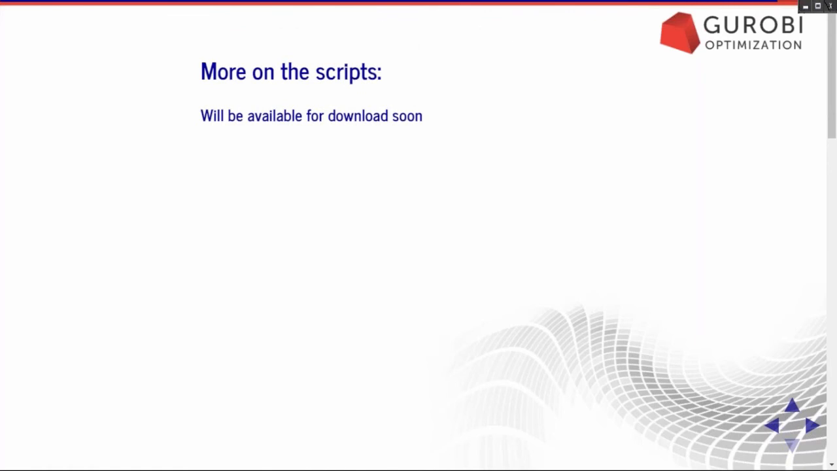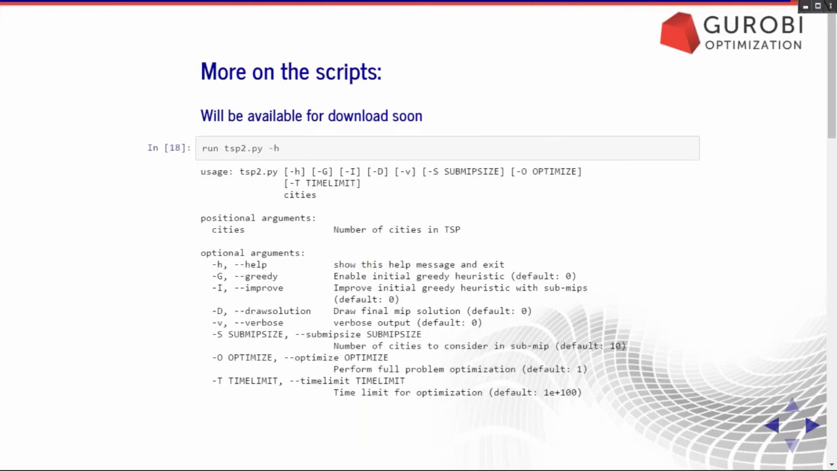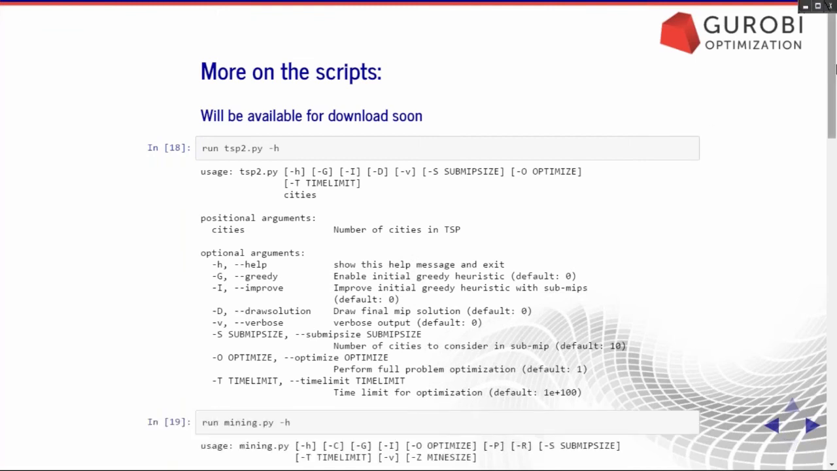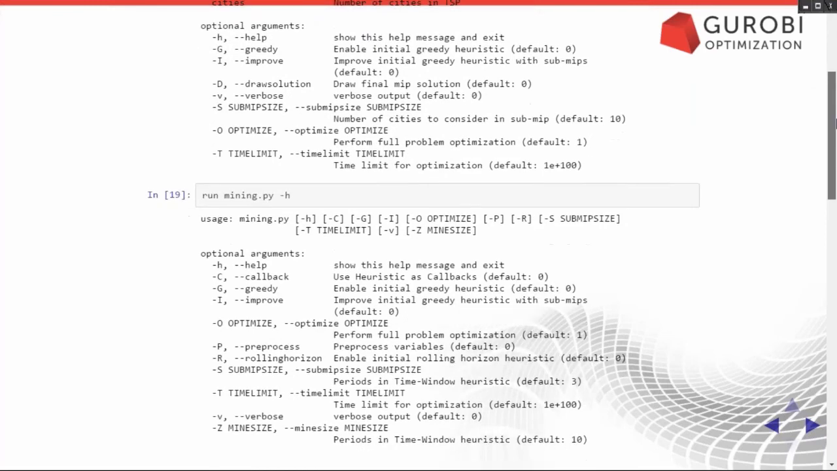So some warning on the scripts that I'm going to share with you. They are going to be available for download whenever the webinar is ready. And they have a lot of options. So in the case of the TSP, you have how many cities, you can enable the greedy heuristic, you can enable the improving heuristic over the greedy, you can draw the final solution, some verbosity output control, the size of the sub-MIP that you're going to use in the improving phase, whether or not to optimize, and setting a time limit for it.